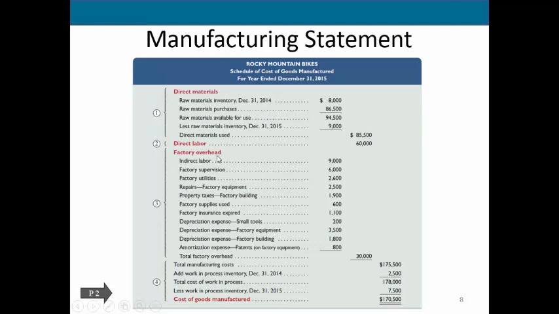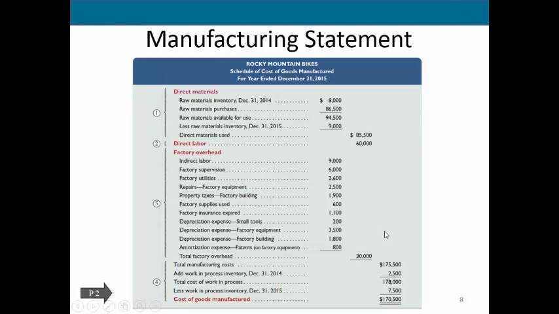Overhead contains lots of different items. We've got any of that supervision type labor or labor that is related to, for example, keeping up mechanical issues on the machinery. You've got repairs on your factory equipment, property taxes, supplies, insurance. Any of those bigger items that apply to the factory overall are going to be in this factory overhead category. So when you add all of these together, we have our total factory overhead.